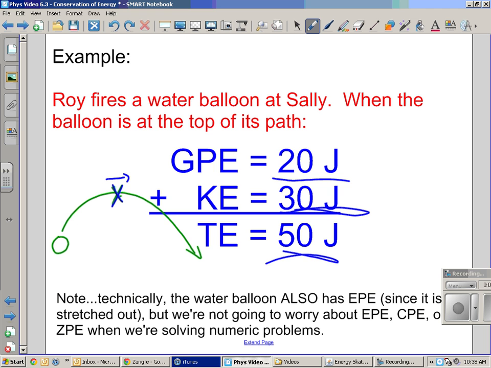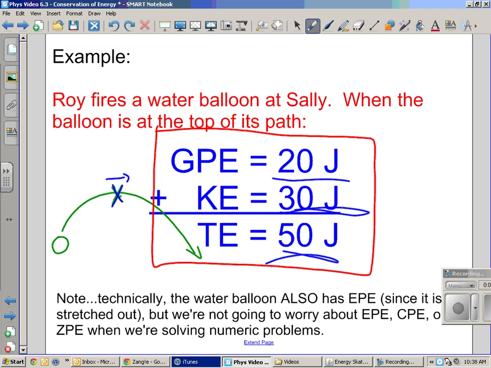I want to emphasize this fact that these numbers here only give you the total energy if both the KE and the GPE are calculated at the same point. Every once in a while, I'll see somebody calculate the GPE here and the KE here and add them up, and that does not make sense. Okay, you must pick one instant in time. Okay, and there's a little note down there at the bottom of the page about elastic potential energy, which we will not usually worry about.